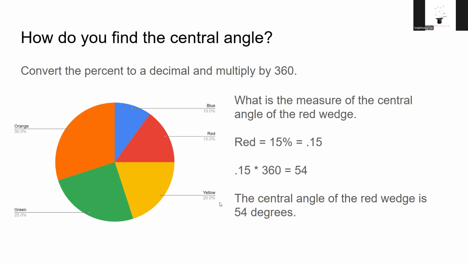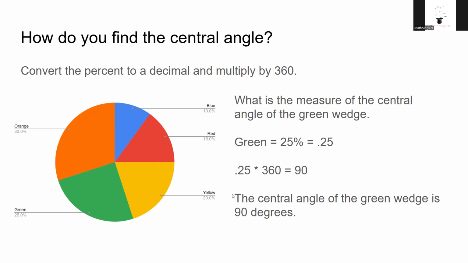If we look at another example and move on to the red wedge, the red is 15%, so we'd write that as a decimal as 0.15. 0.15 times 360 does equal 54. So the central angle of the red wedge is 54 degrees.